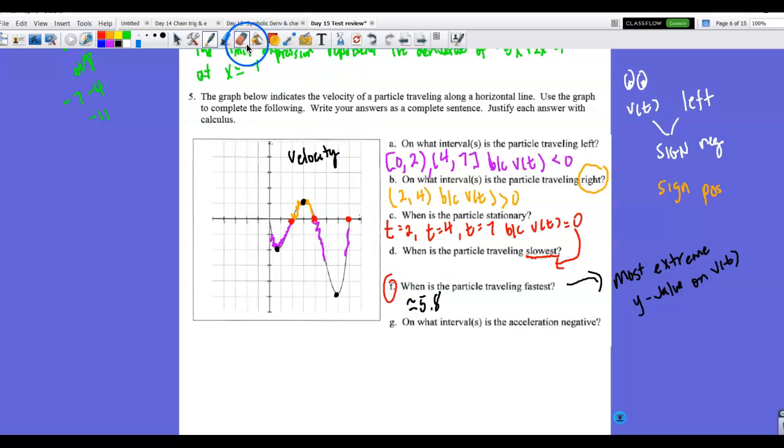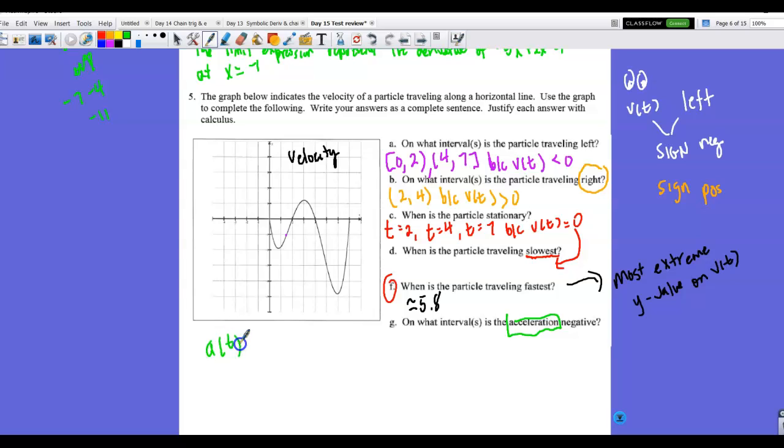And then letter G is a really interesting question. They're all interesting. I love them all. So the last thing I'm trying to figure out here is, get a pen, go green. It isn't easy being green. On what intervals is the acceleration negative? All right, so we got to interpret that.